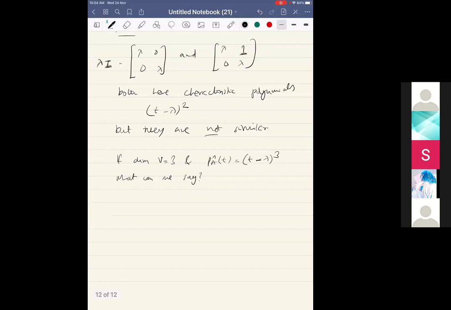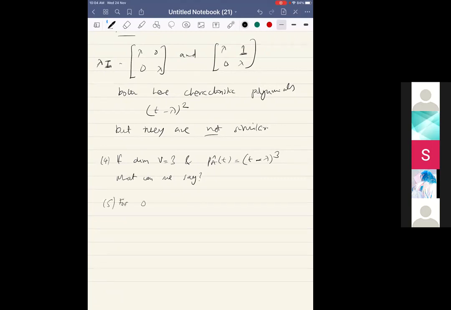So this is an exercise. If dim B is 3 and P_A(t) is (t minus lambda) cubed, what can one say? So this is exercise 4. This is example 4 in my notes, which is entirely an exercise. Then 5.